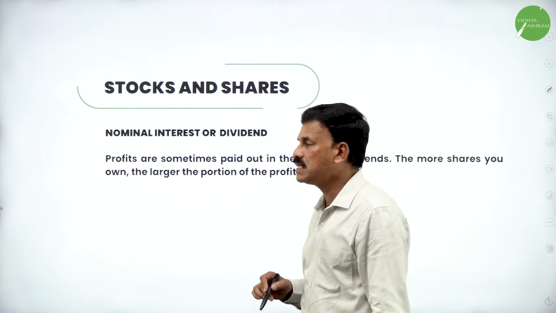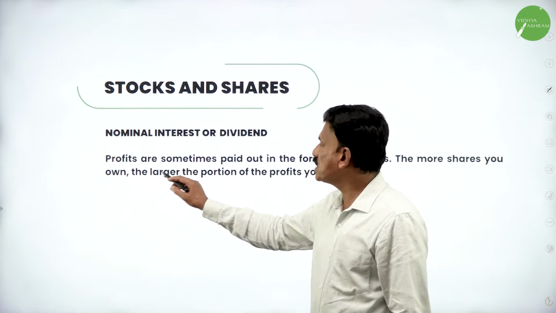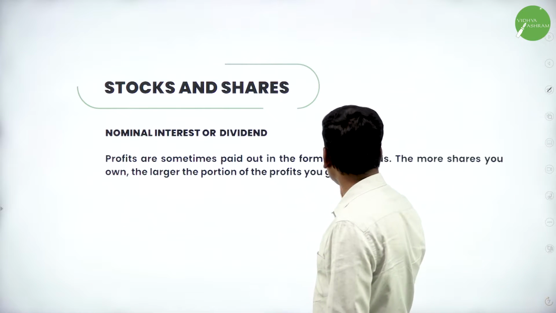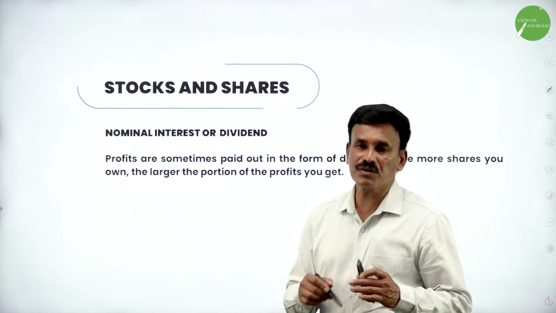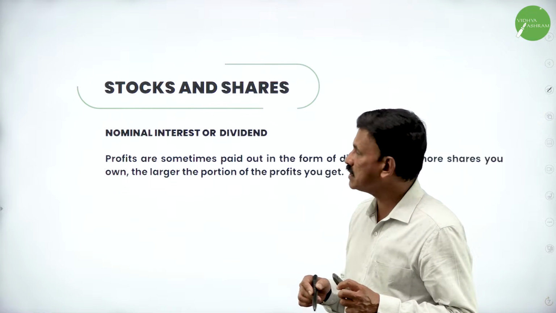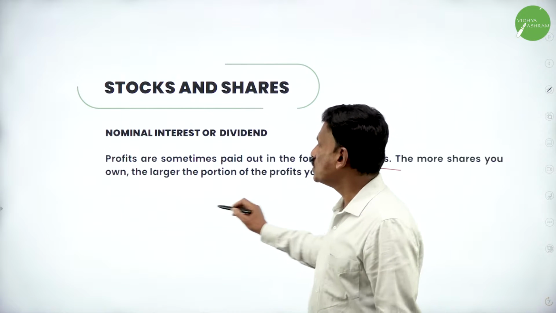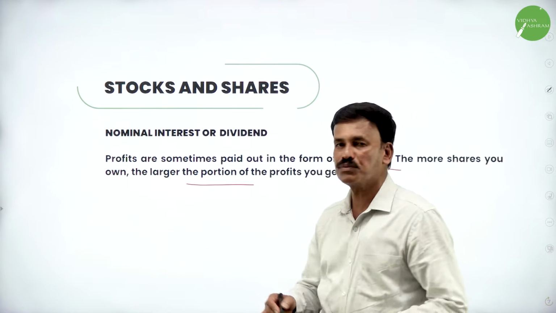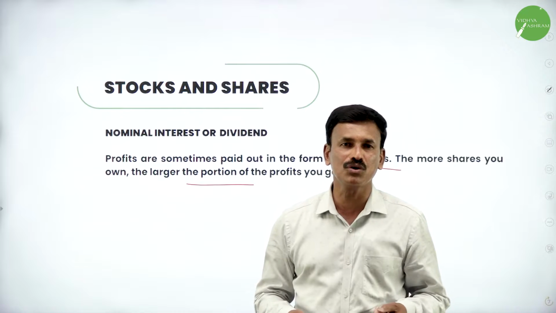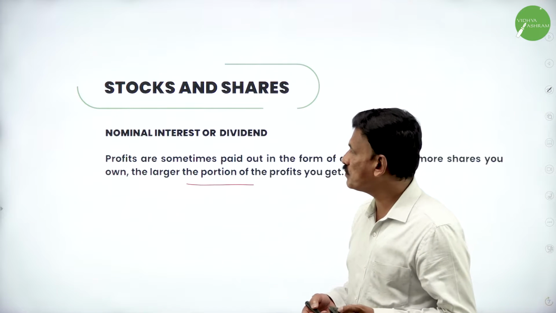Now, nominal interest or dividend. What is this nominal interest or dividend? Profits are sometimes paid out in the form of a dividend. Whatever profit is distributed is divided in the form of dividends. The more shares you own, the larger the portion of the profit you are going to get. If the number of shares is more, you will get more profit.